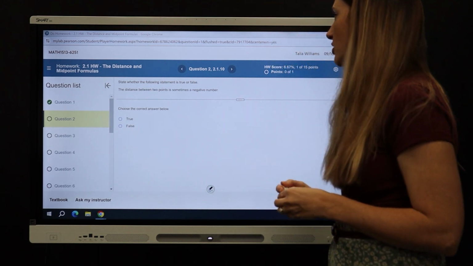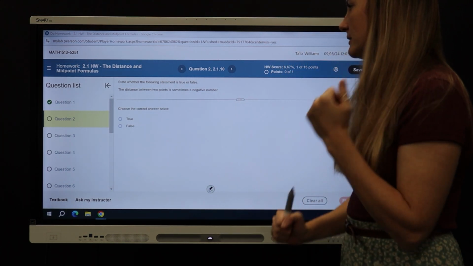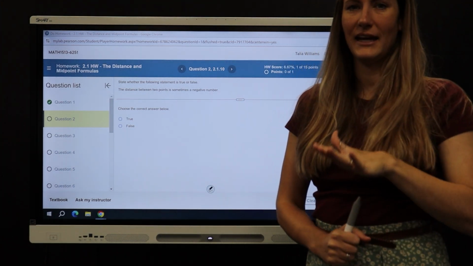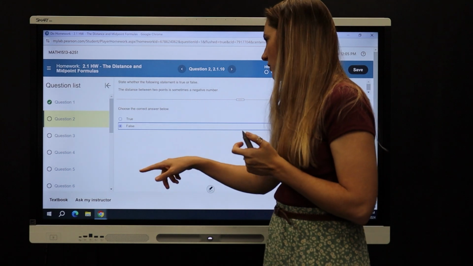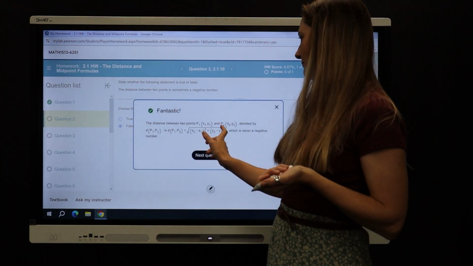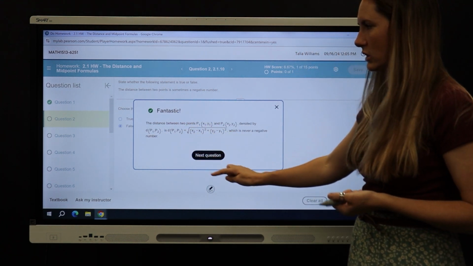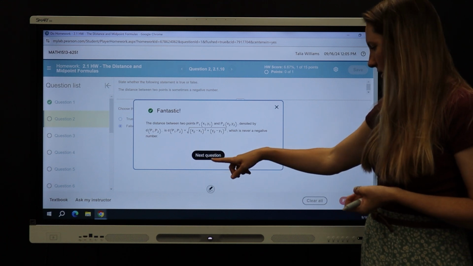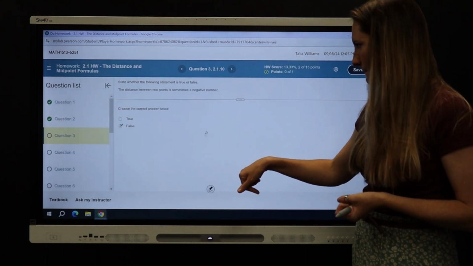The distance between 2 points is sometimes a negative number. Distances cannot be negative. So false, because it says sometimes a negative number. This is going to be our distance formula we're going to use on the next parts. I'll probably write it down up in the corner and not erase it for a while.